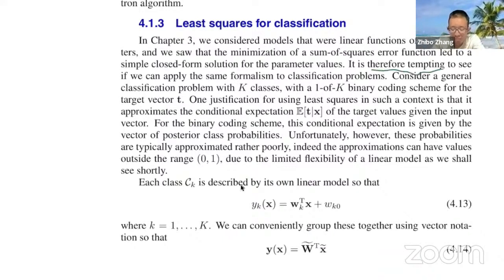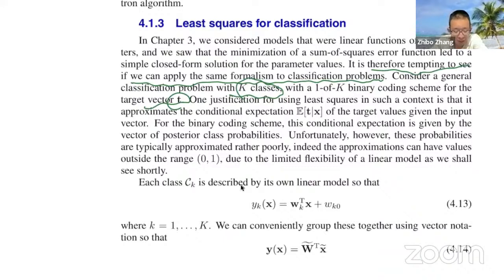It is therefore tempting to see if we can apply the same formalism to classification problems. So consider a general classification problem with K classes, with a 1-of-K binary coding scheme for the target vector t. One justification for using least squares in such a context is that it approximates the conditional expectation of the target values given the input vector.